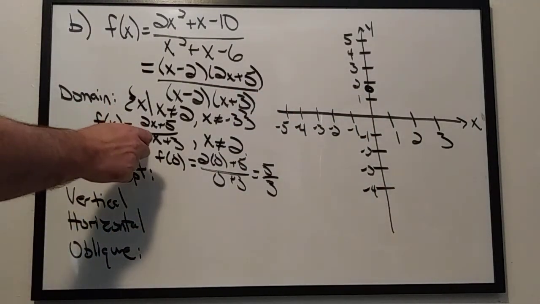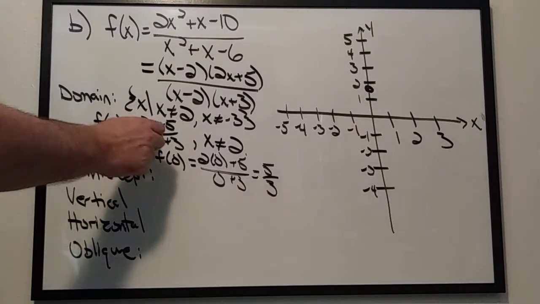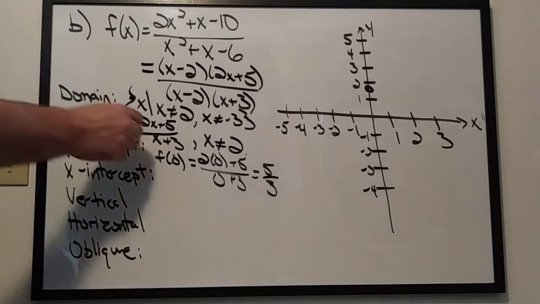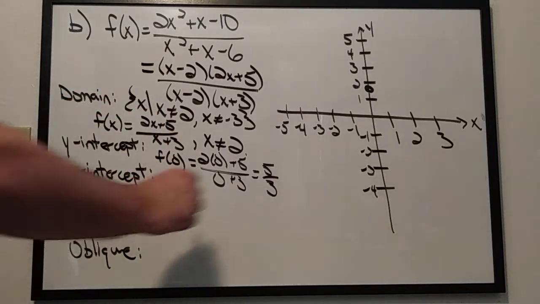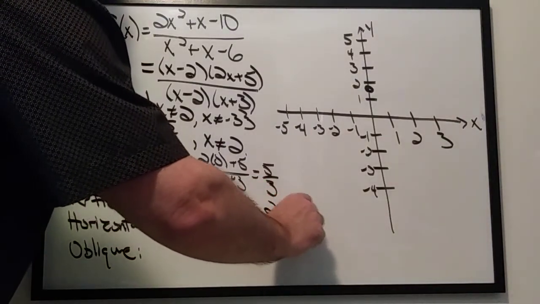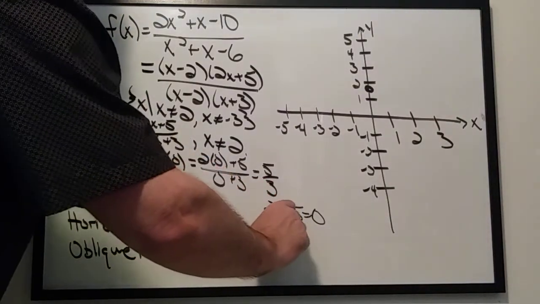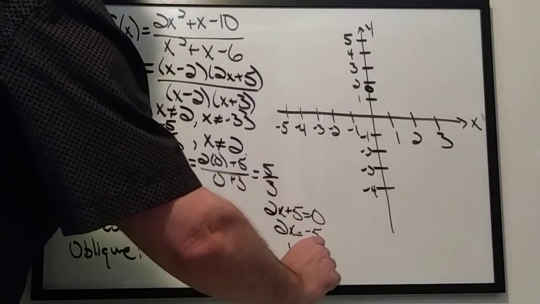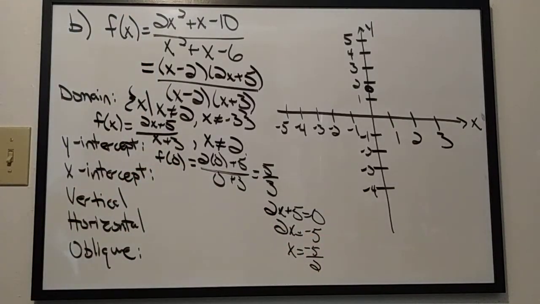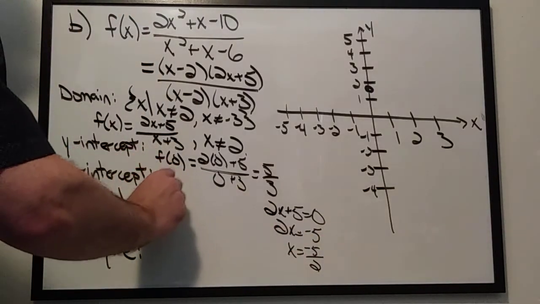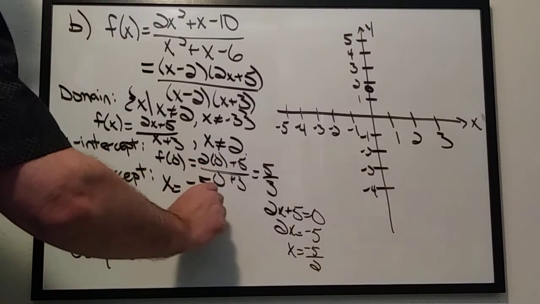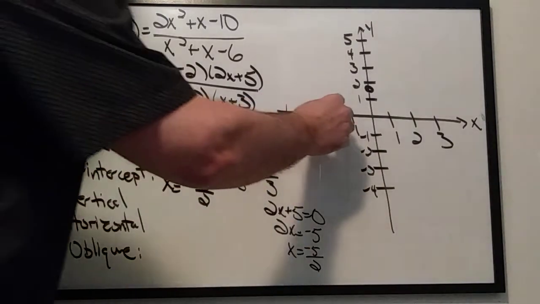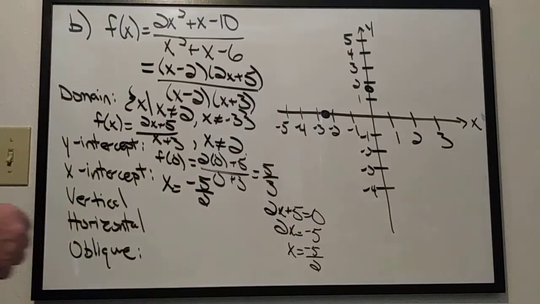X-intercept then, I can find my x-intercept by finding the 0 of the numerator of, again, my new and improved function f of x. So 2x plus 5, the 0 of that, if you need to, you can go off to the side and set it equal to 0. Subtract 5, divide by 2. We know that the 0 is going to be negative 5 halves. So our x-intercept then is going to be negative 5 halves. Well, okay, we can plot that as well. Negative 5 halves is negative 2 1/2. So we'll put a dot there at negative 2 1/2.